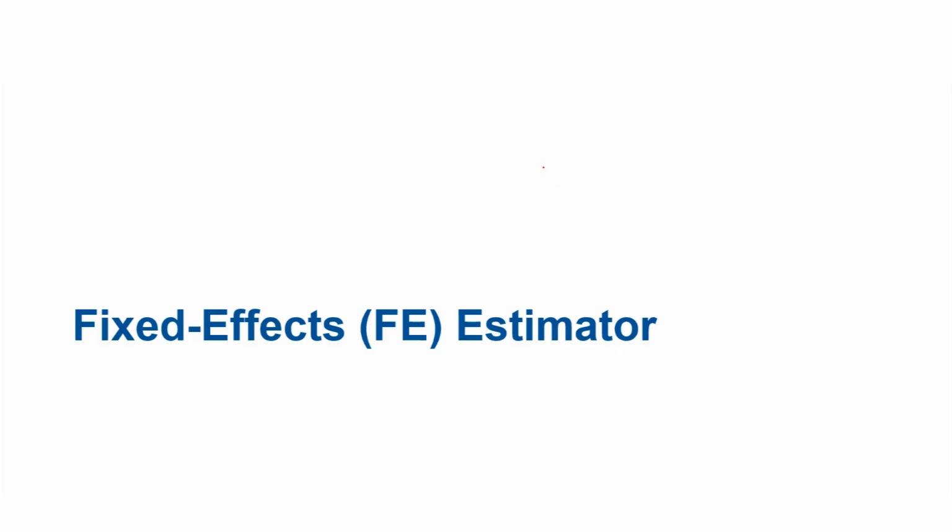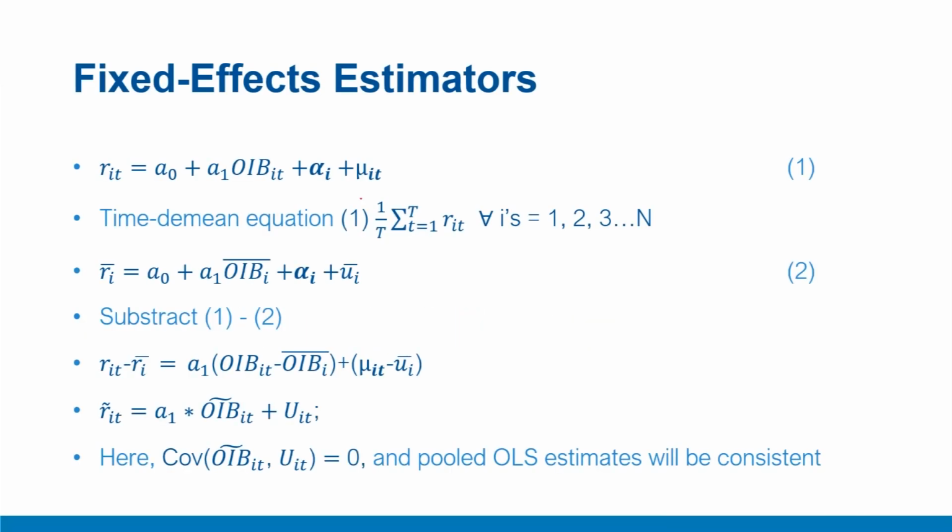In this video, we'll introduce the fixed effects estimator, a very important class of estimators for panel data. Let us recall the original model where we were examining the relationship between order imbalance and returns, where alpha i was the unobserved heterogeneity, which was vitiating our estimation. Now consider a time domain equation. When I say time domain, that means for every security i, the return variable average is taken over all the times. For example, for security i equal to 1, we take the average over all the times from t equal to 1, 2 and so on up to time T.